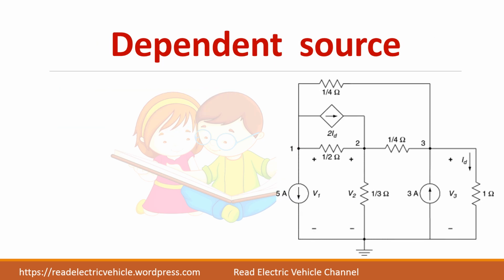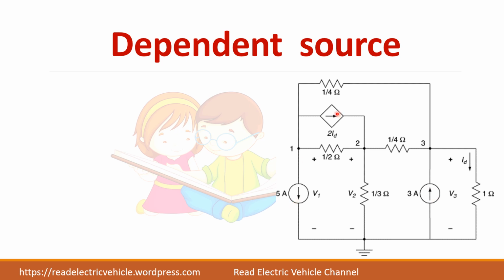Now let us see what is a dependent source. You take this circuit, you have two current sources here, 5 amps and 3 amps. These two are called independent sources. That is, whatever changes happen in the circuit, this current magnitude always remains 5 amps and this always remains 3 amps. So they are called independent current sources.